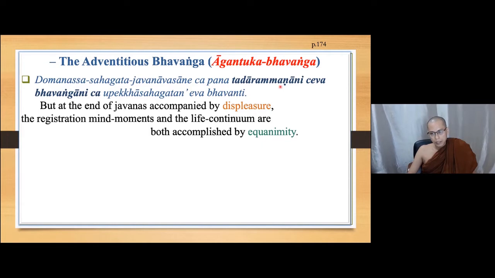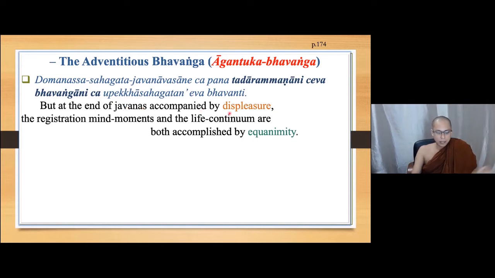Tadarammanani ca bhavangani ca refers to two types. Tadarammana is registration, the mind movement, and bhavanga refers to the life continuum. So two types. Upekkha Sahagata, it is identified by the feeling of equanimity. That's why both are accompanied by equanimity. So let's say after the Domanassa Sahagata Javana, the Javana accompanied by displeasure.